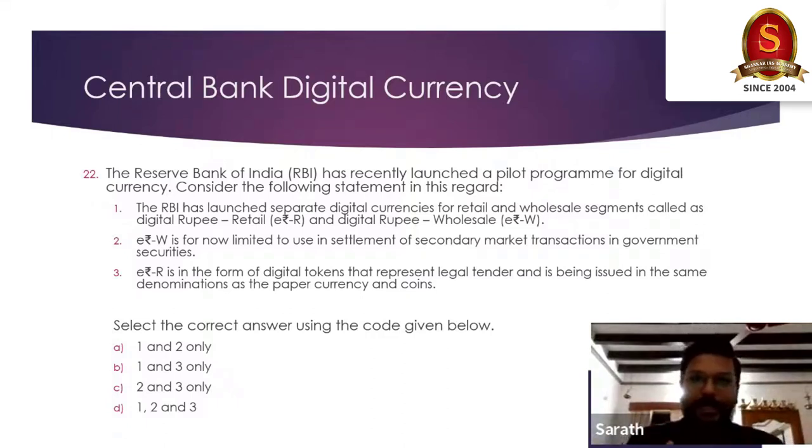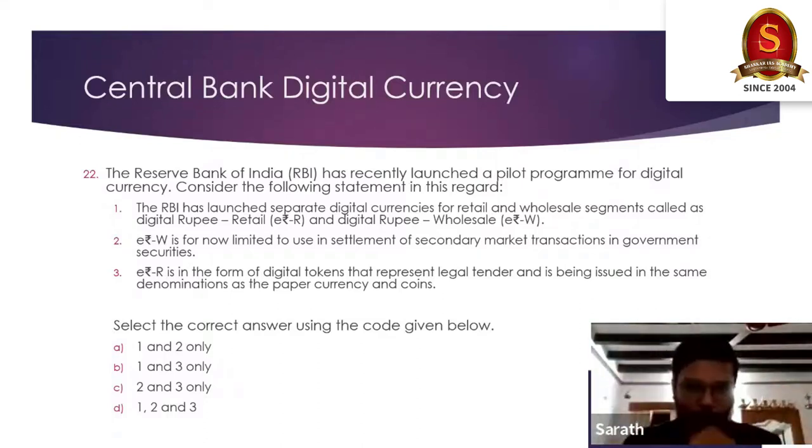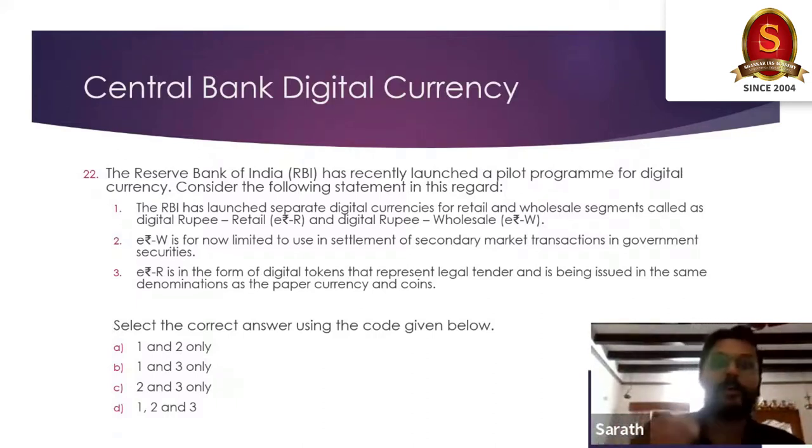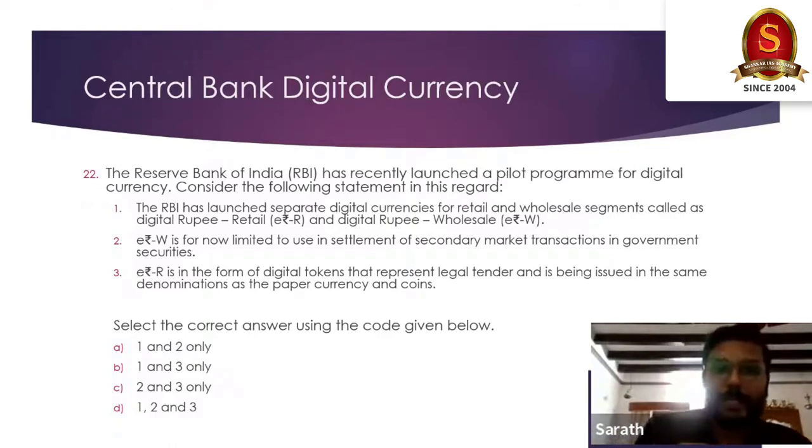The wholesale is actually entirely governed by the RBI itself. The entire money is a liability on the RBI, and the transactions are recorded by the RBI itself. So if you are dealing with a digital rupee wholesale, it is directly with the RBI that you are dealing. You go to the RBI, you get that converted, and RBI acts like a bank in this case, which is not common.